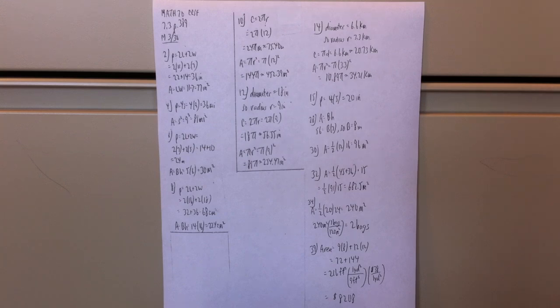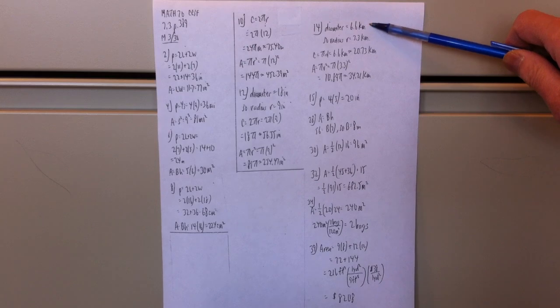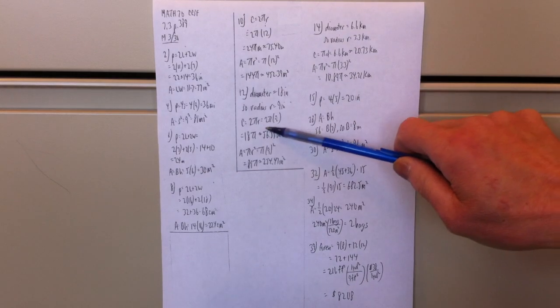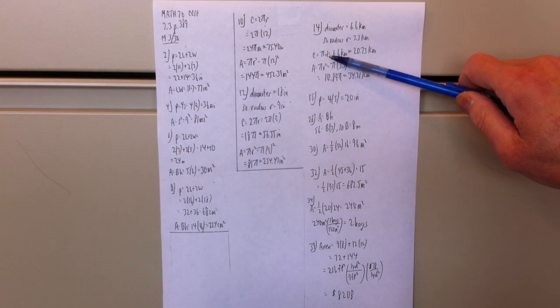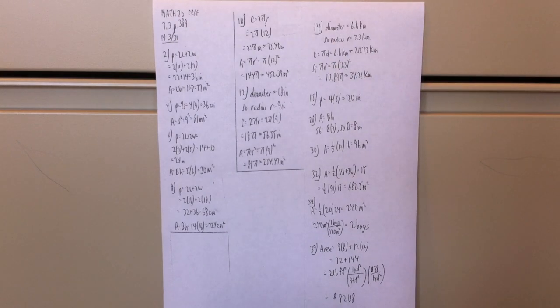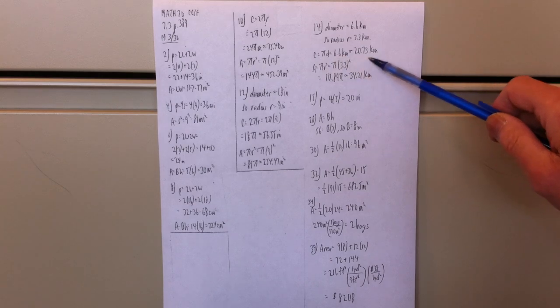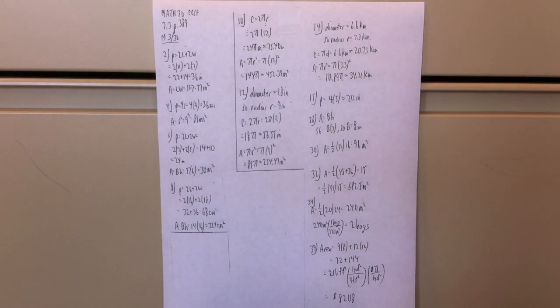14 is very similar. You're given a circle with a diameter of 6.6 kilometers. Therefore, the radius is half of that, 3.3 kilometers. Circumference, I could also use 2 pi r like over here, but there's another formula for circumference, pi times the diameter. So I just went ahead and just used that. So it's 6.6 times pi, which is 20.73 kilometers.